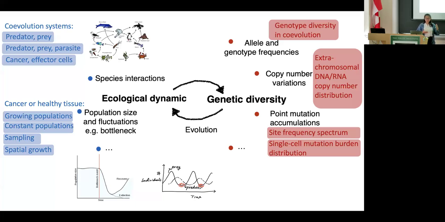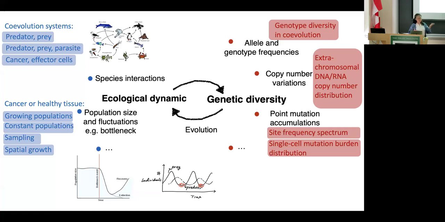I have worked a lot on co-evolution systems. In terms of cancer, I've worked a little recently on cancer and immune cells. If I get the time, I have one slide at the end about that. But mostly I focus on either constant or growing populations, representing healthy tissue or cancer, and look at how different ecological effects impact genetic diversity.